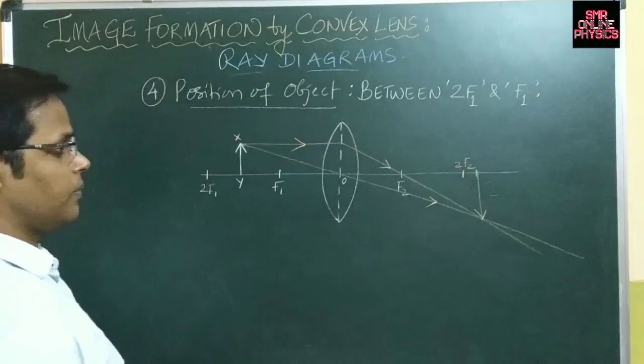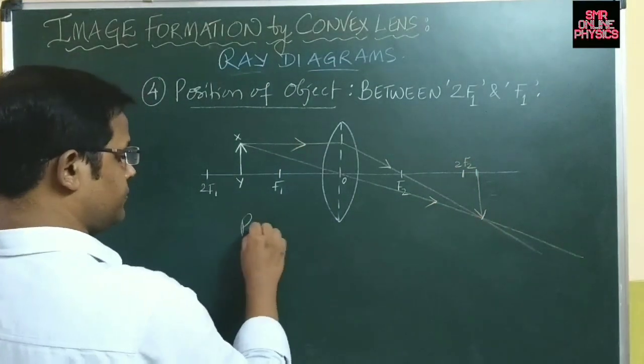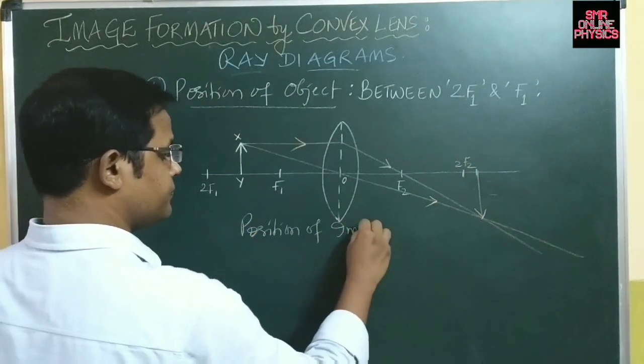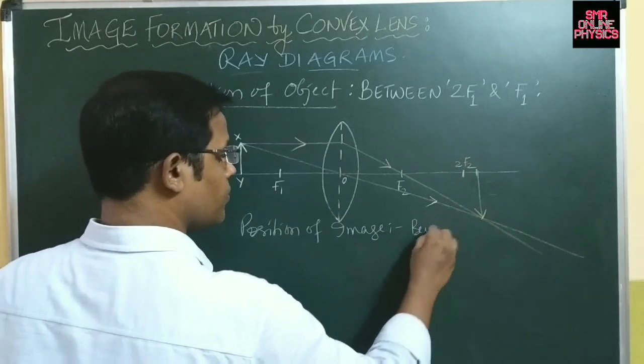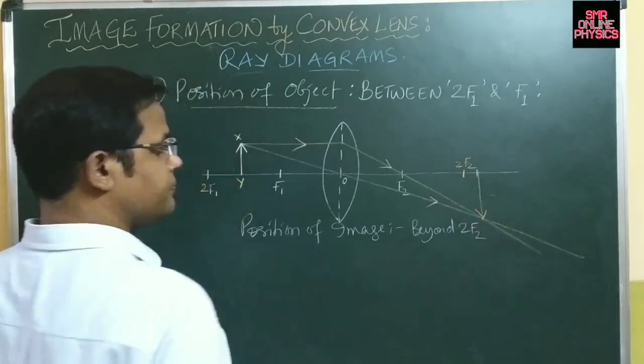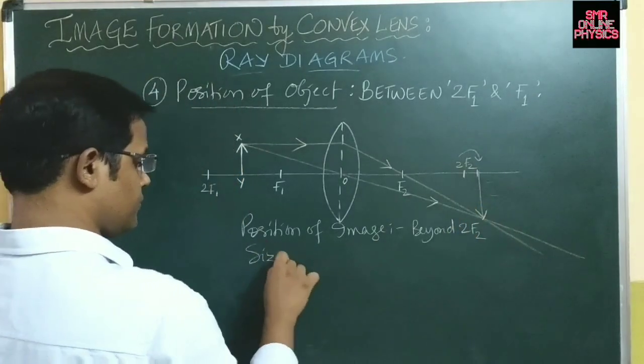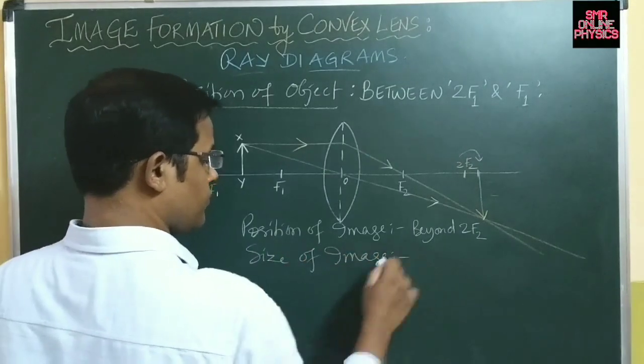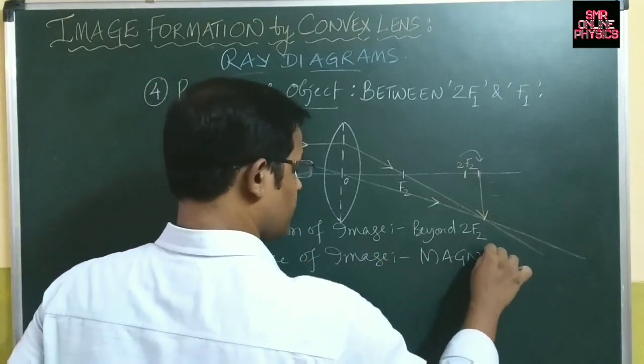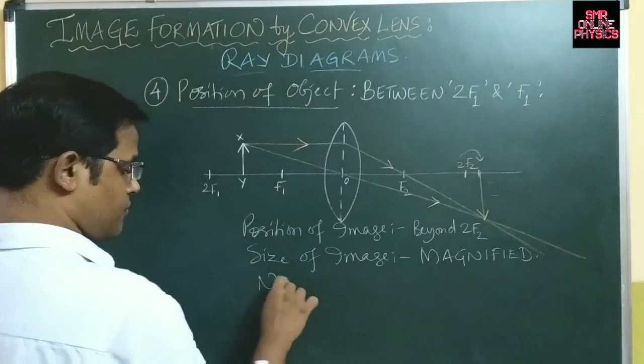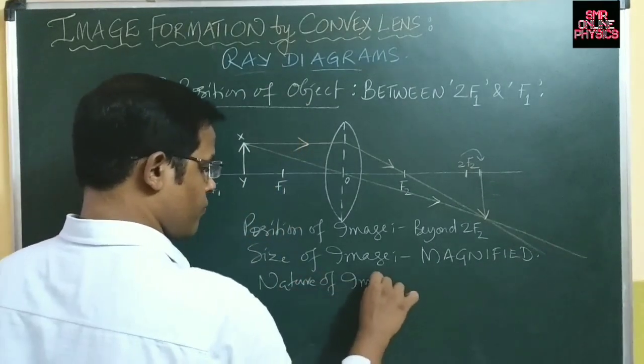The image here forms beyond 2F2. It's a real and inverted image, but it is also a magnified image. So in such a case, the magnification is always greater than 1.